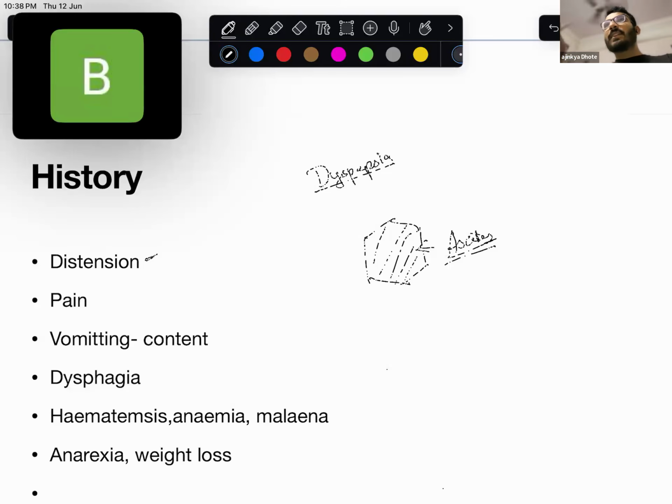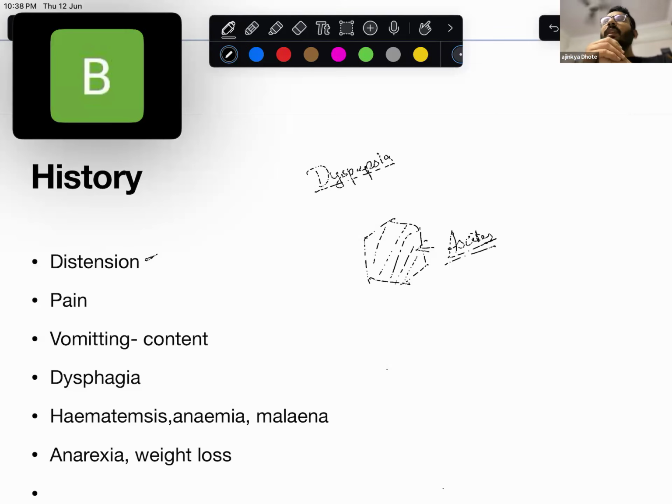Something like gastric outlet obstruction can lead to distension in the epigastric region. So that is important. Whenever you describe the history or the HOPI, you have to describe where exactly the patient is describing his distension, where the patient is saying, "Doctor, my abdomen feels bloated." So that is the most common complaint the patient says.